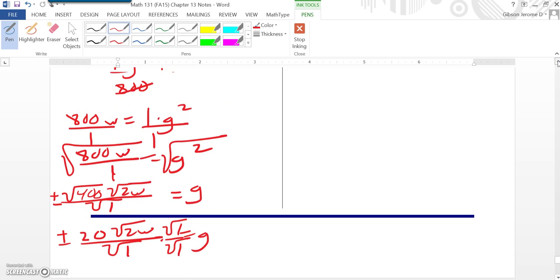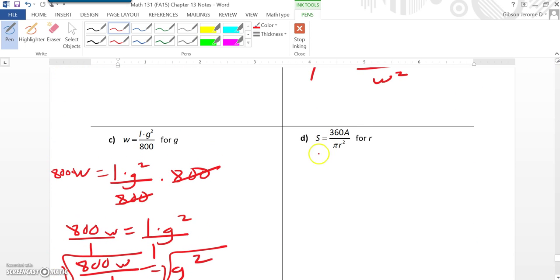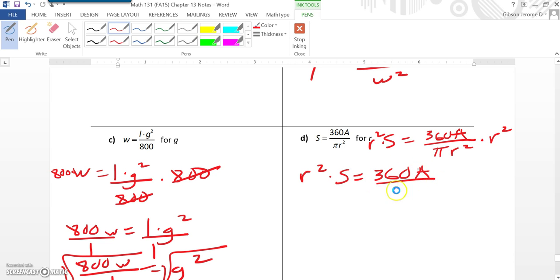Now, we go back up here to the last problem. We want to solve for R. So we're going to have somewhat of the same situation here. What we could do is this: we would have S is equal to 360A all over pi R squared. So we'll multiply each side by R squared. So we have R squared times S is equal to 360A all over pi.